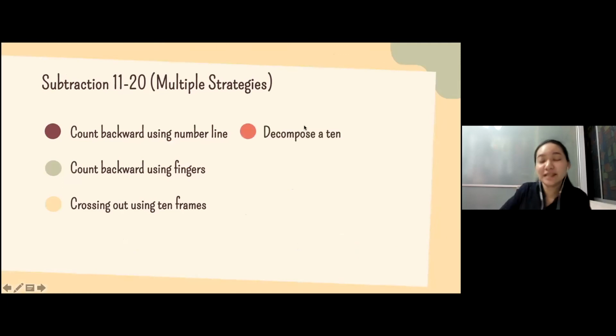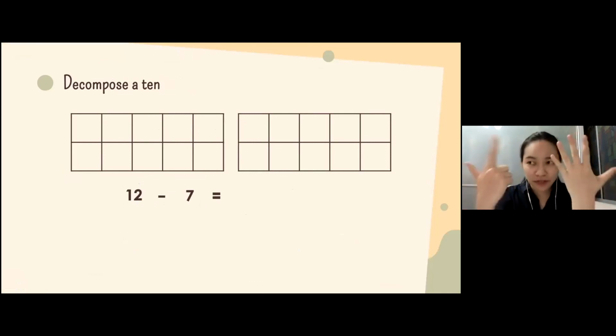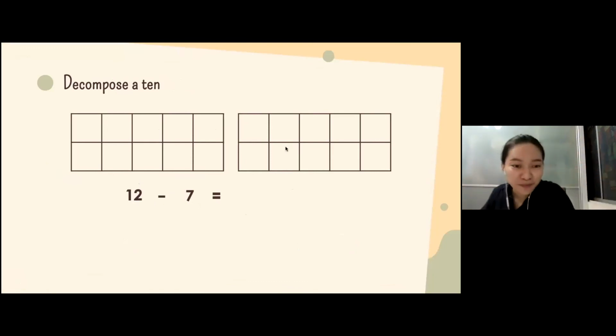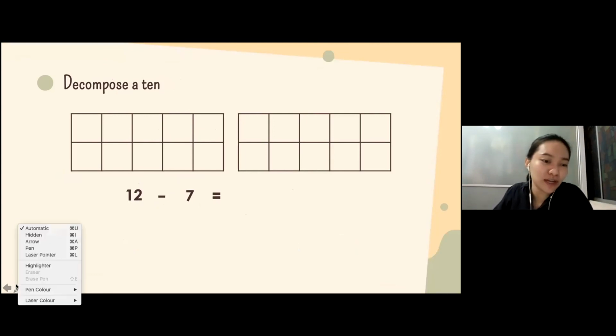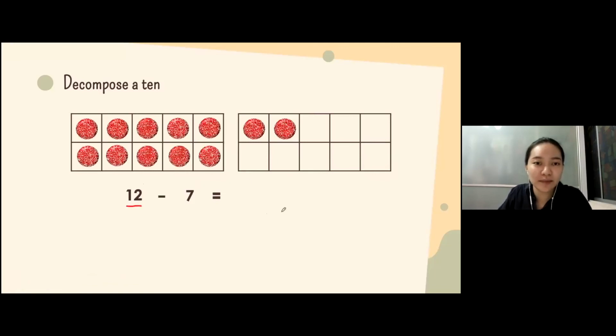And then we have this strategy we call decompose a 10. I'm going to explain to you all what is decompose a 10. So when you see the equation 12 minus 7, if you want your kid to put out 7 fingers and count back 1 by 1, it's going to be slow and a bit difficult for them as well. So let's teach them some strategy to count faster. So 12 minus 7. Let's see, what do we have? We have 12. Let's put out 12.